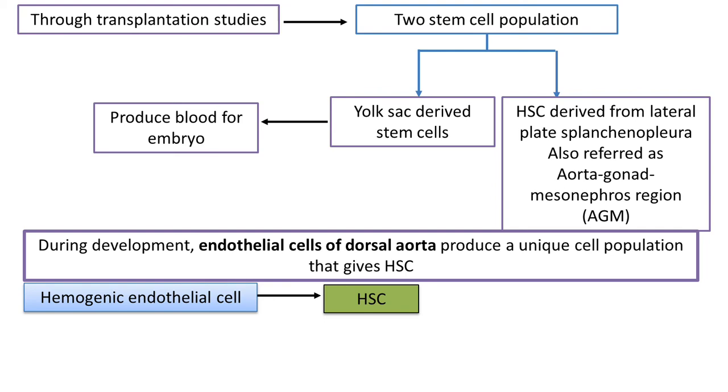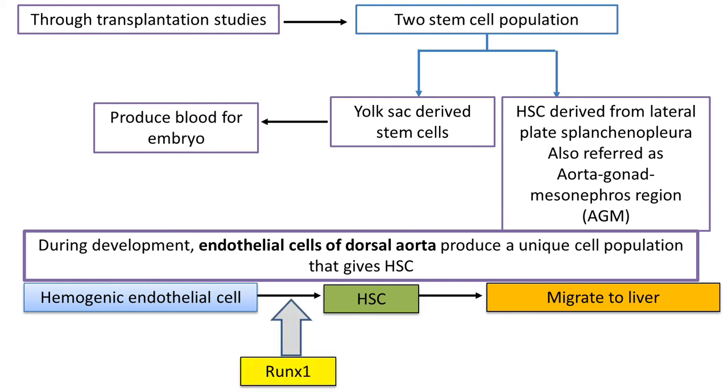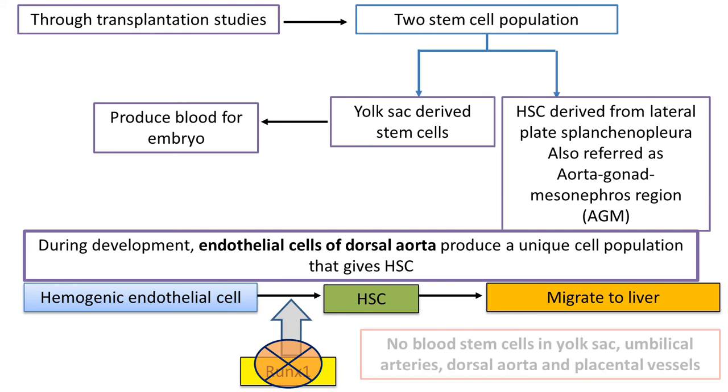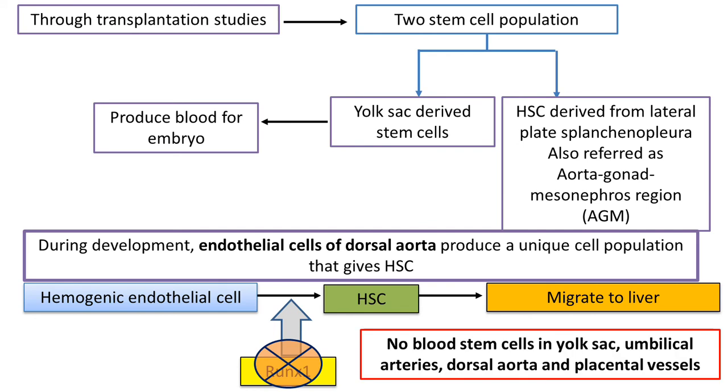And these hematopoietic stem cells migrate to the liver. Now, there is a transcription factor termed RUNX1, and the main function of this transcription factor is controlling the transition from the hemogenic endothelial cell to the hematopoietic stem cells. So if you inhibit this particular transcription factor, we see that no blood stem cells are formed in the yolk sac, umbilical arteries, dorsal aorta, and even the placental vessels.